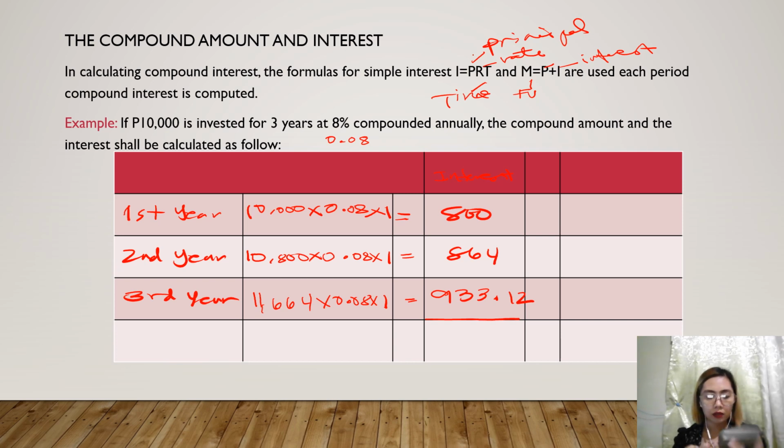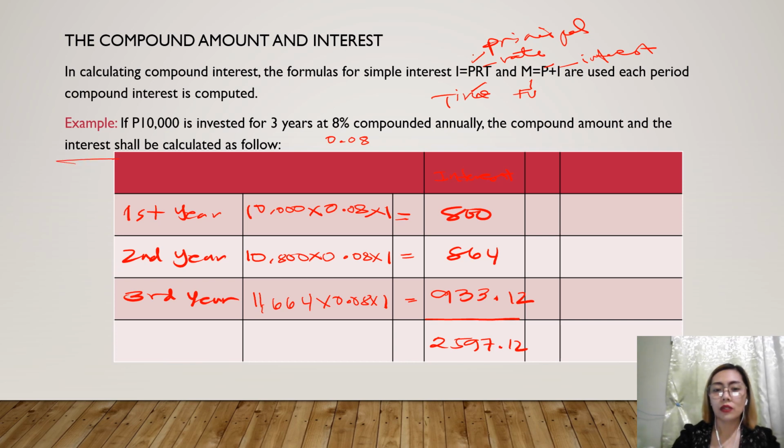So, we'll get, yan, 2,597.12. Okay, so sulat natin siya dito, 2,597.12. Di ba inaalam natin kanina yung amount ng interest? So, ngayon ito na yung amount ng interest natin, 2,597.12. And the new principal or yung compound amount natin, magkano na ngayon yung compound amount natin?